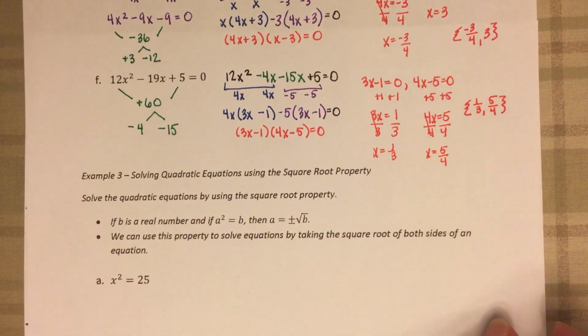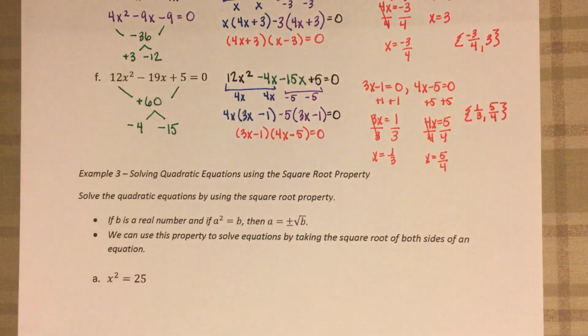So we're going to begin with example 3 at the bottom of page 4 in our notes. Up above this example, we have some details of how we're going to use our square root property to solve our quadratic equations. If b is a real number and a squared equals b, then a is equal to positive or negative square root of b. What this means is, if we have something squared equal to a number, whether or not it's a perfect square, we're going to be able to take the square root of both sides.